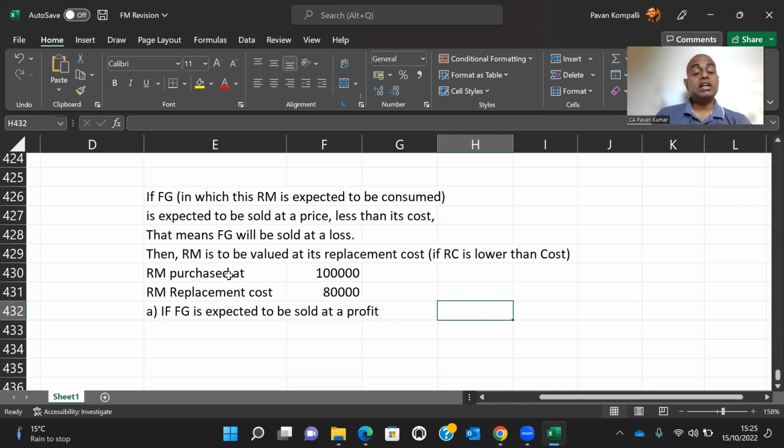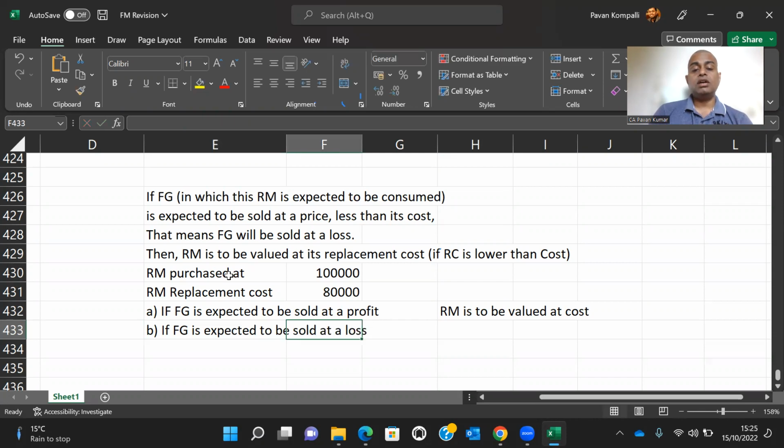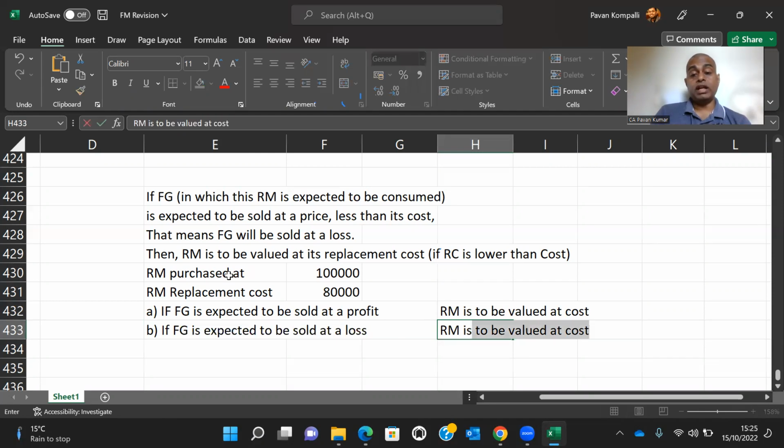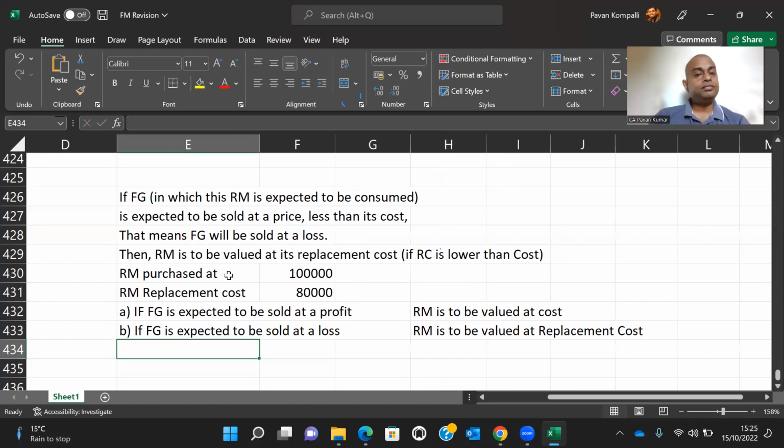So if the finished good is expected to be sold at a profit, then raw material is to be valued at cost. B. If finished good is expected to be sold at a loss, for example, total cost of this finished good is 80 rupees, selling price is 70, then raw material is to be valued at what? You tell me, cost or replacement cost? Replacement cost. Correct. That's all.